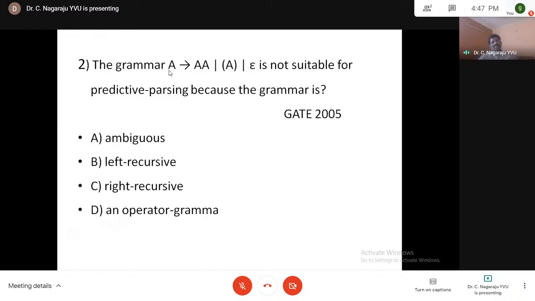For example, we are using this grammar that came as a question in 2005. A can have the form of A or A epsilon, so all of them are A's. Suppose for this A, epsilon is there. For this epsilon you may get any number of trees. So this grammar is ambiguous. It is also left recursive, since the first symbol is A itself, and right recursive.